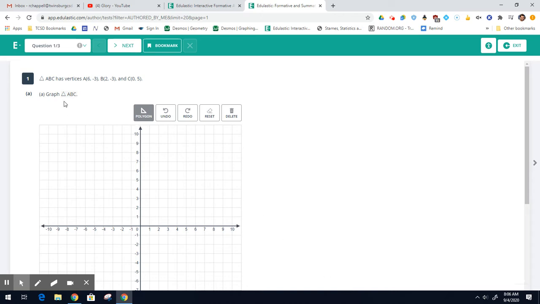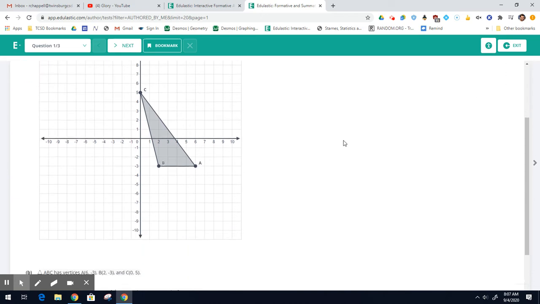All right, so number one says triangle ABC has vertices at A (6, -3), B (2, -3), and C at (0, 5). Graph triangle ABC. Again, I'm a big proponent of doing these by graphing, so we're going to graph it. Make sure the polygon tool is clicked. You should go in order A, B, and then C. So we're going to go 6, -3, and then 2, -3, and then 0, which means don't go left or right, and then the y coordinate is 5, go up 5. And then just come back to A, and there's your triangle. Again, it's very important that you graph it first.